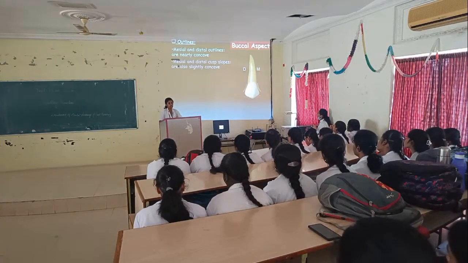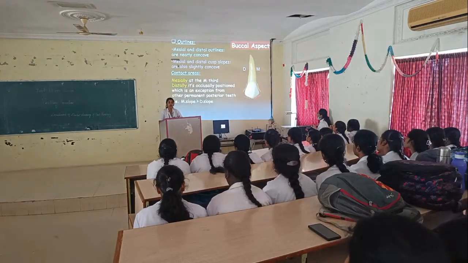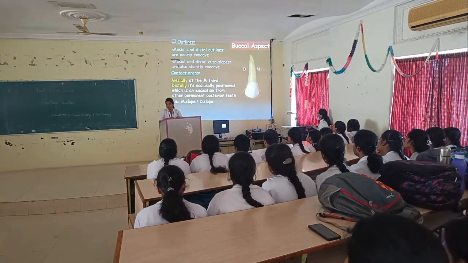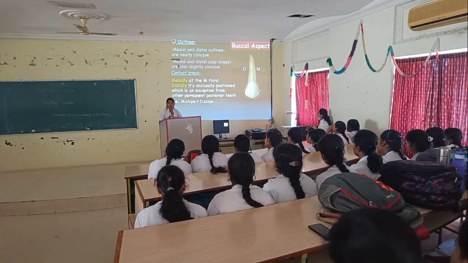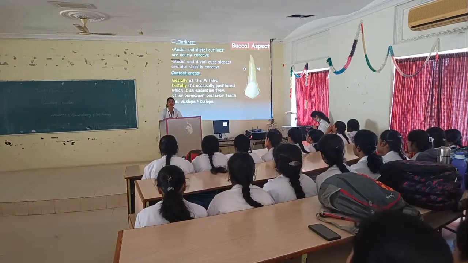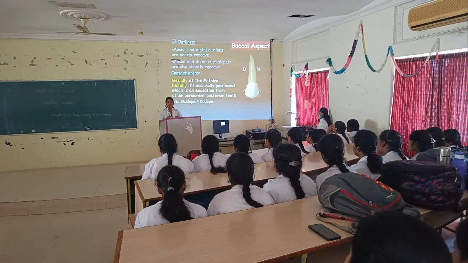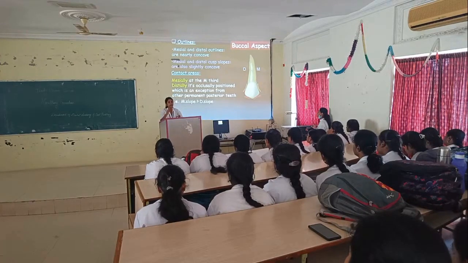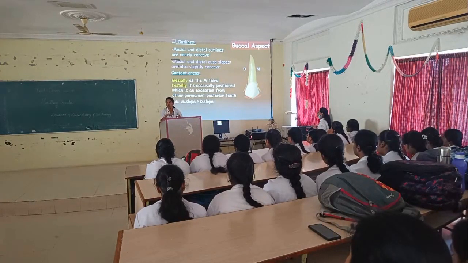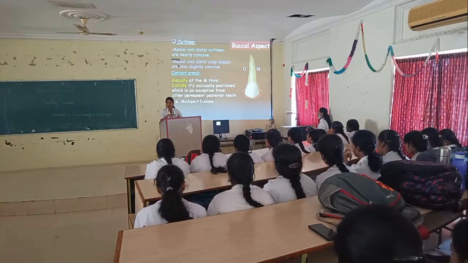Next is the contact area. What is the contact area? The contact area is nothing but the area where 2 adjacent teeth meet. A crown can be divided into 3 regions: cervical 1/3, middle 1/3, and incisal or occlusal 1/3. The cervical 1/3 is situated near or below the cervical line, the middle 1/3 is situated in the middle, and the occlusal or incisal 1/3 is at the occlusal region.